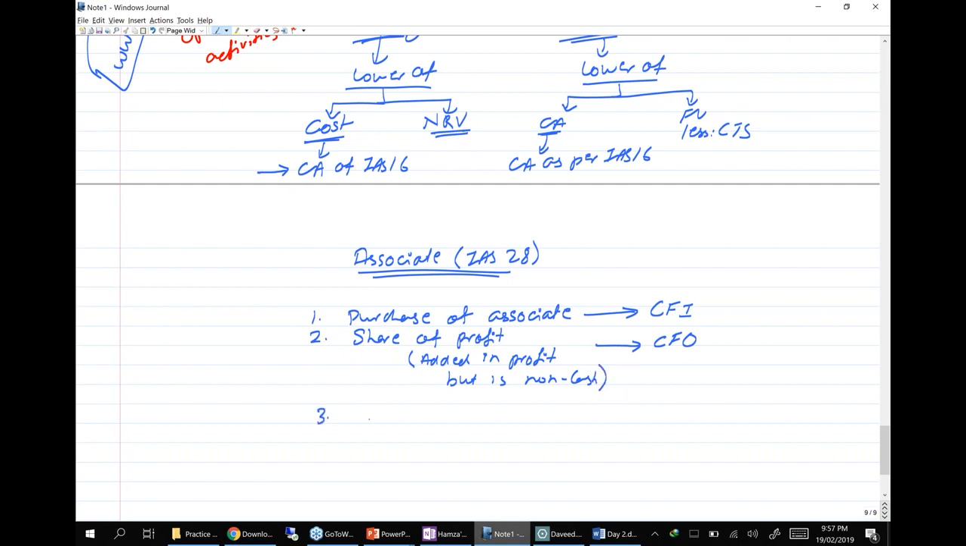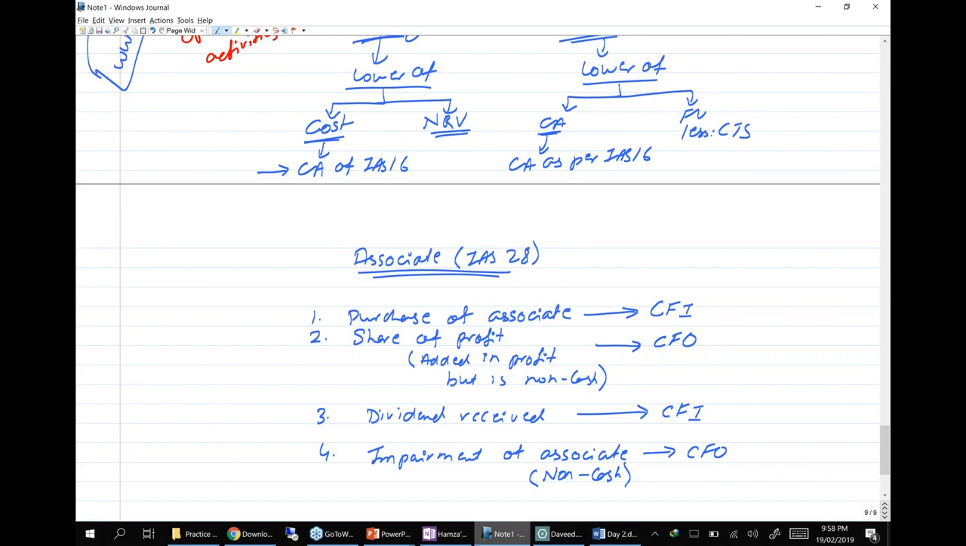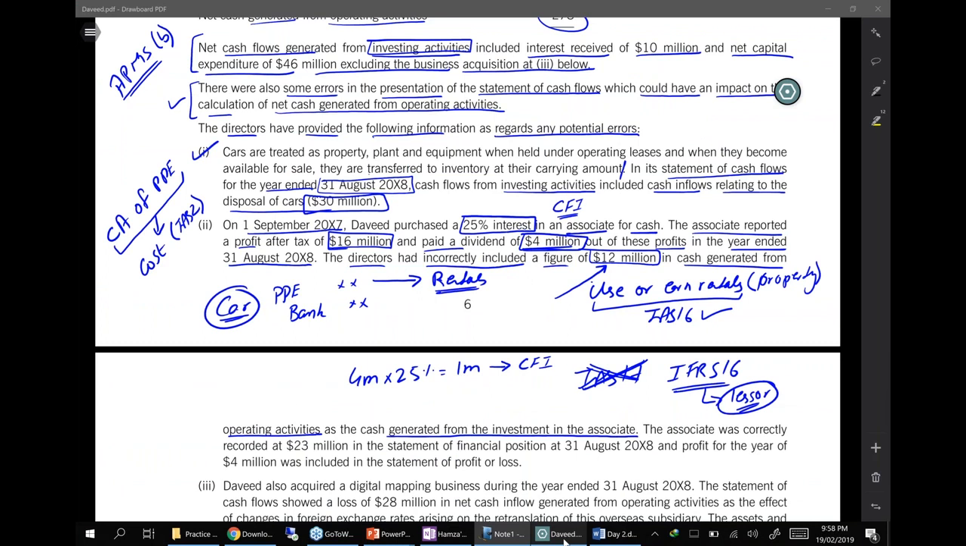And the third thing is the dividend received from the associate. Any dividend received is treated as a cash flow from investing activities. And if there has been any impairment of the associate, that is going to be added in the cash flow from operating activities, because this is non-cash. So these four values are basically relevant to the cash flow statement in the case of an associate. Now, the associate's profit was reported as 16 and we had a 25% share of that. So we would have deducted 4 in the CFO, but the question has mistakenly added 12 in that.